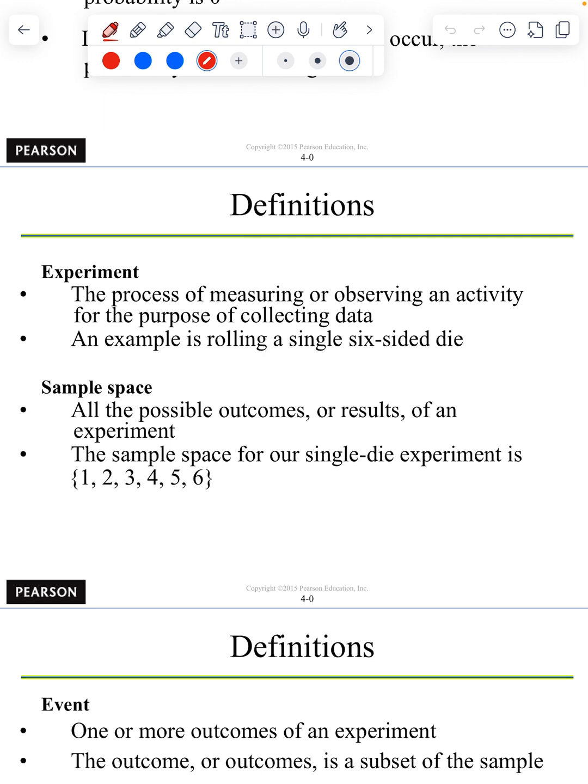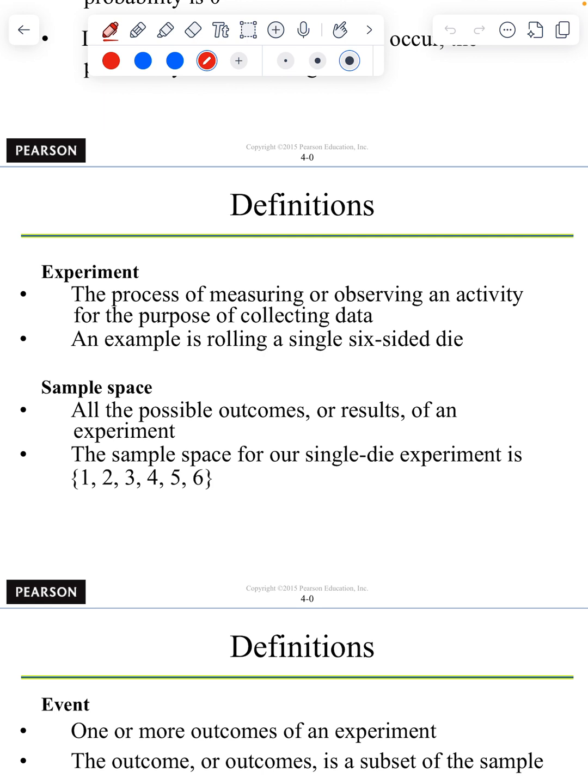An experiment is the process of measuring and observing an activity for the purpose of collecting data. We'll look at, for example, rolling a six-sided dice, or looking at a sample space, where all the possible outcomes or results of an experiment are listed. The sample space with the dice is 1, 2, 3, 4, 5, 6. We know the possible outcomes of flipping a coin. It can only be heads or tails.